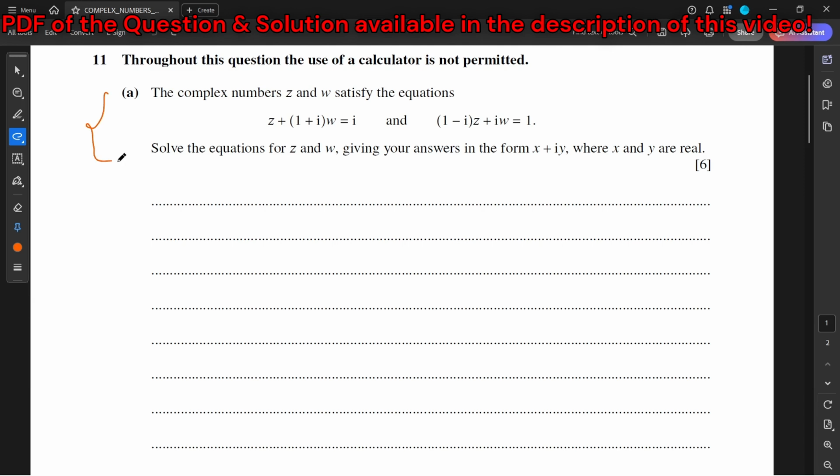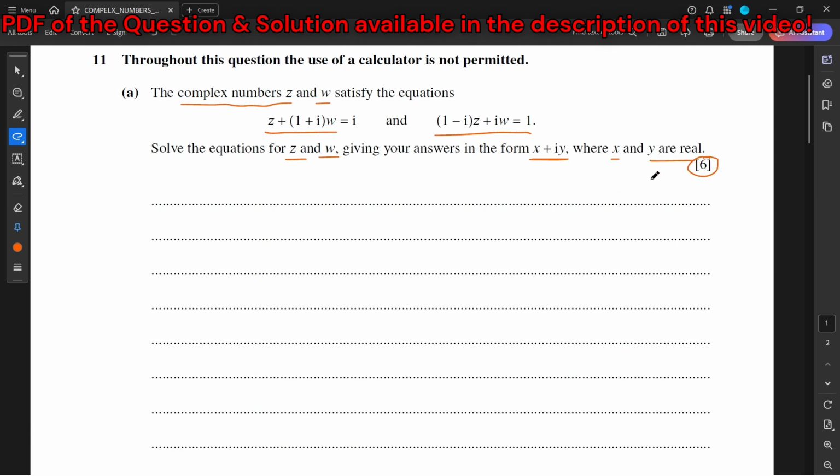Now, the first part of the question states that there are two different complex numbers, z and w, which satisfy these two equations with the two unknowns. And we are asked to solve these equations for z and w, where we have to give our final answers in the format x plus iy, where of course x and y are real numbers.